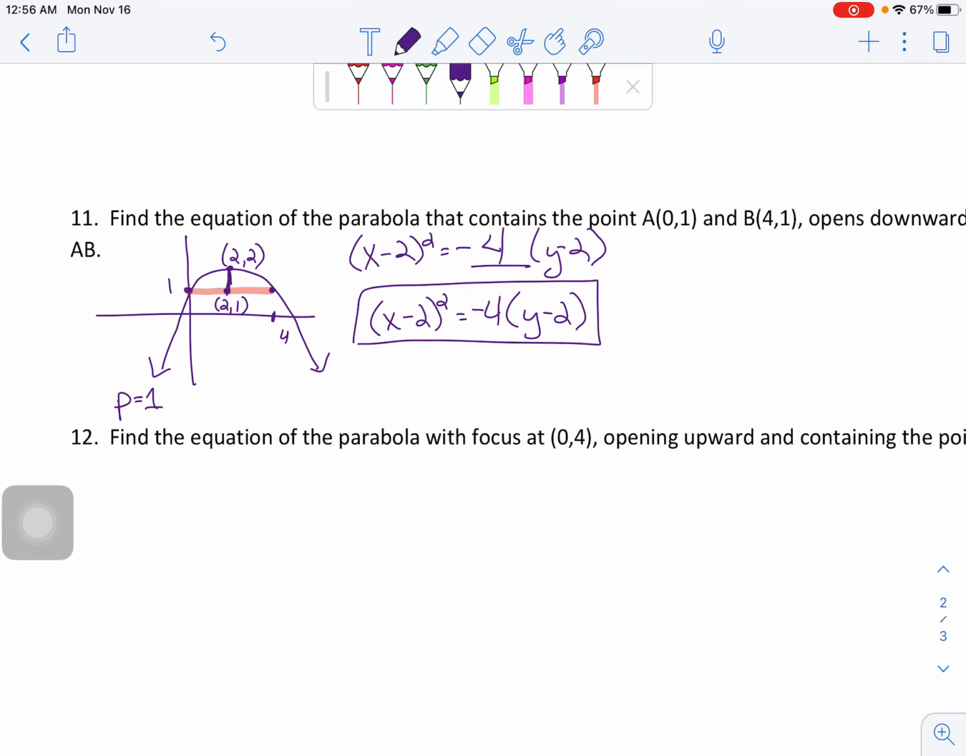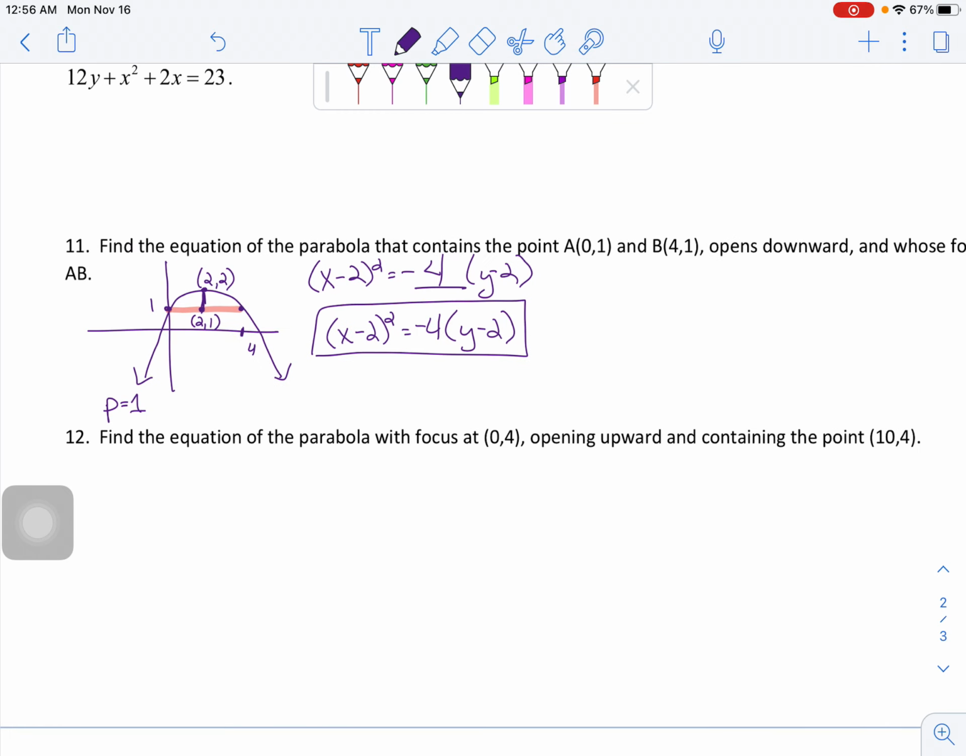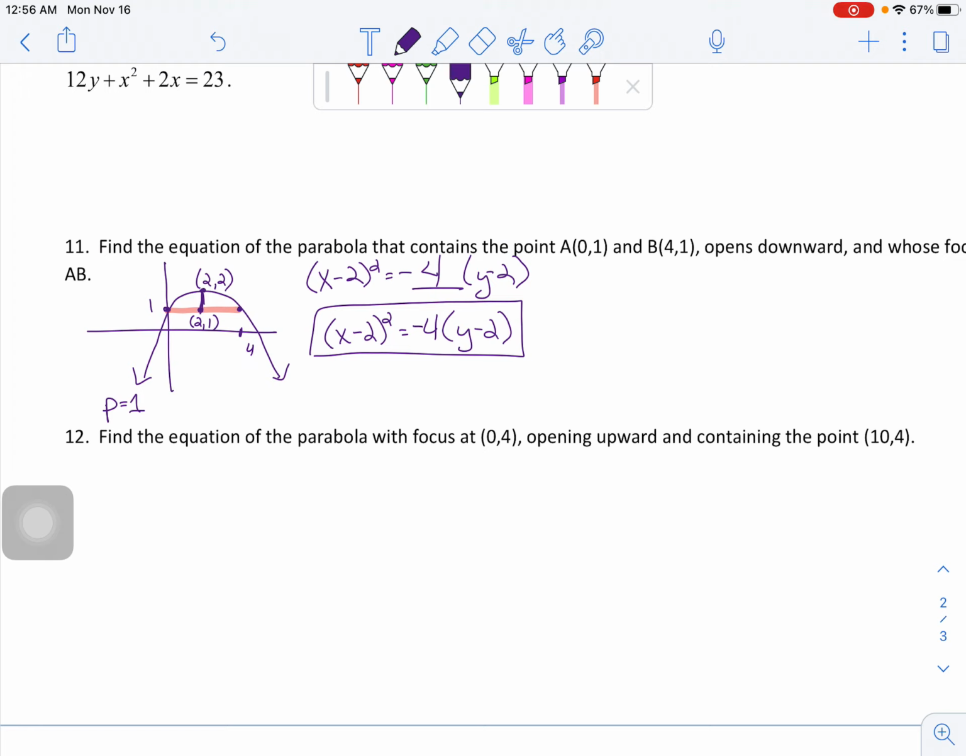All right, last one on this page is going to be problem number 12. Okay, so find the equation of the parabola with focus at 0, 4, opening upwards, containing the point 10, 4. All right, let's put this in a little graph here. Okay, so focus is 0, 4. It contains the point 10, 4. So this is 10.